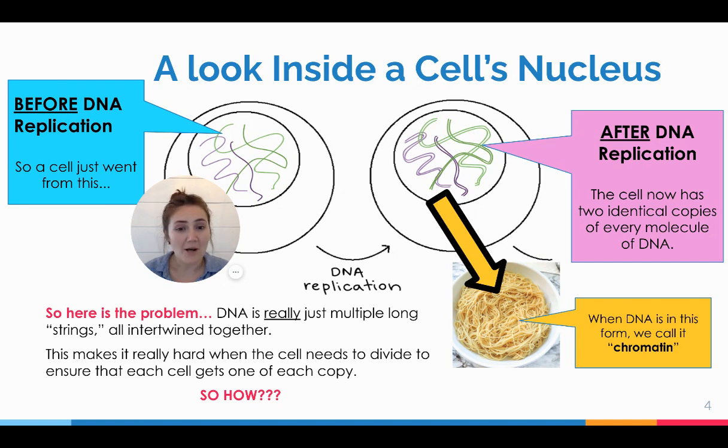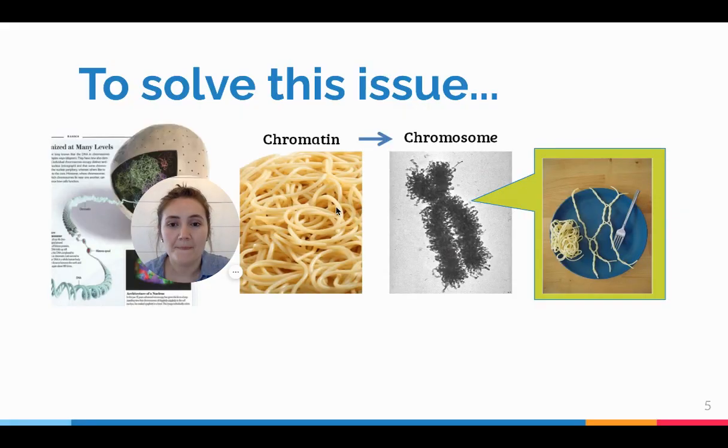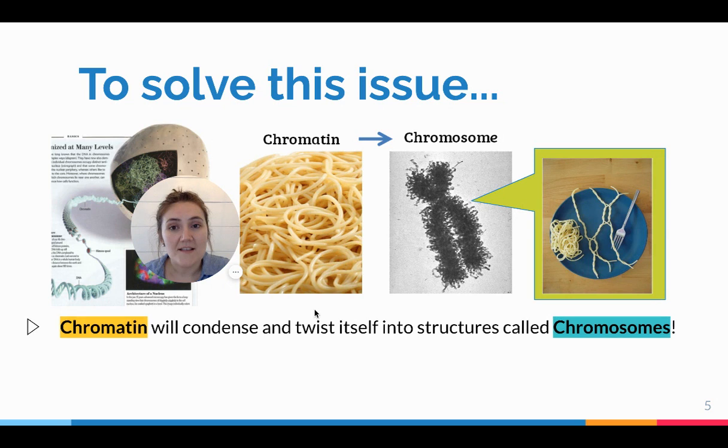So the problem with this is DNA in the format of chromatin. It's messy. It's really hard for the cell to divide and make sure that it gets a copy of each. So let's talk about how we fix this. DNA, again, like this spaghetti twisted mess, that's called chromatin. What the cell is going to do is take every strand or molecule of DNA, chromatin, condense it and twist itself into individual structures called chromosomes, which looks like this.